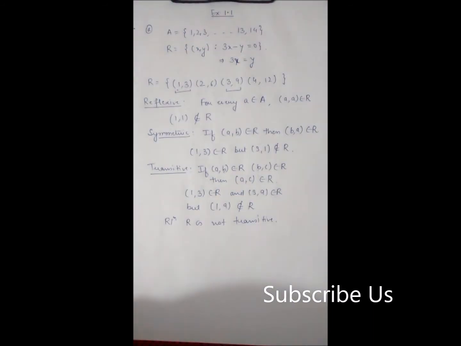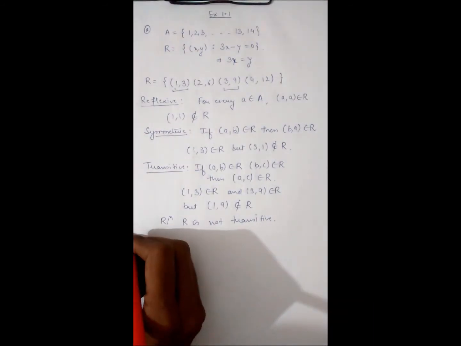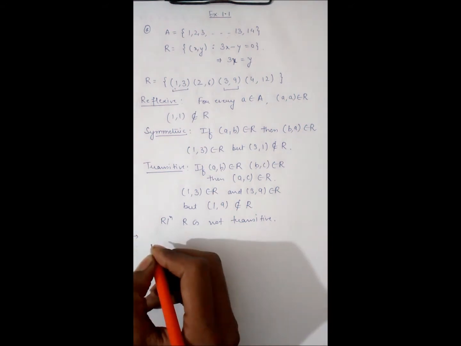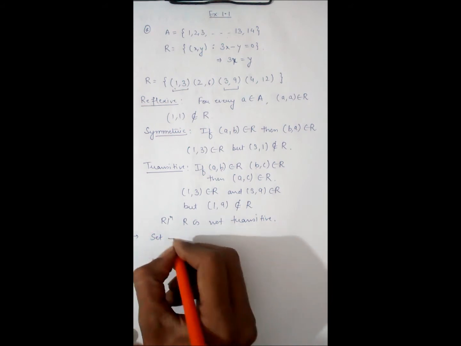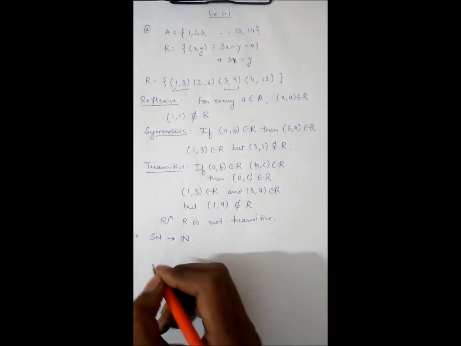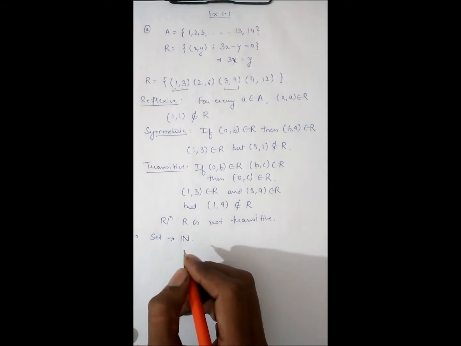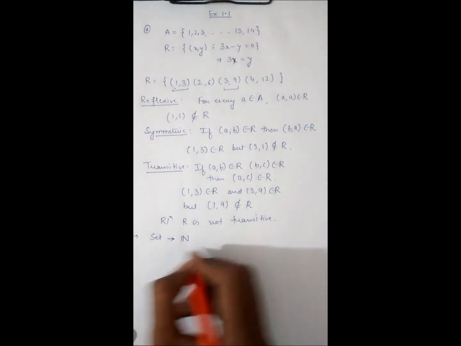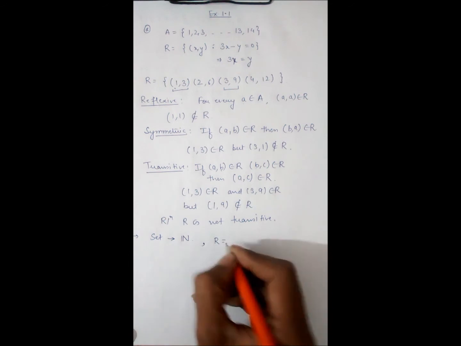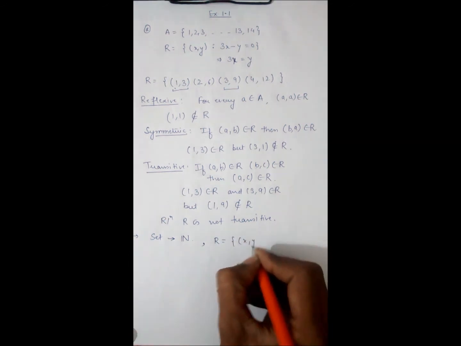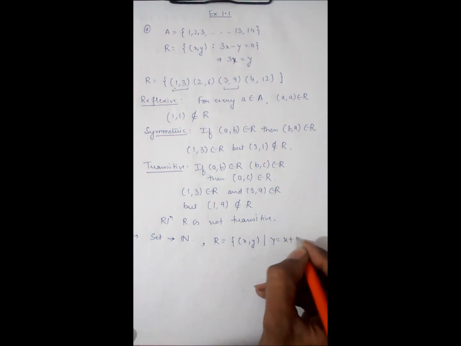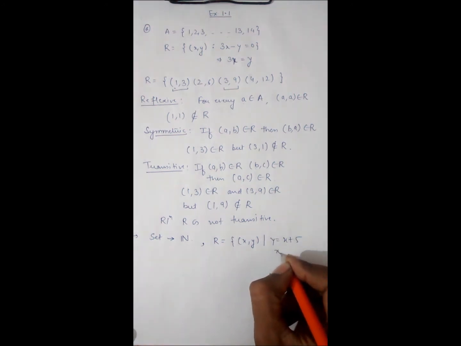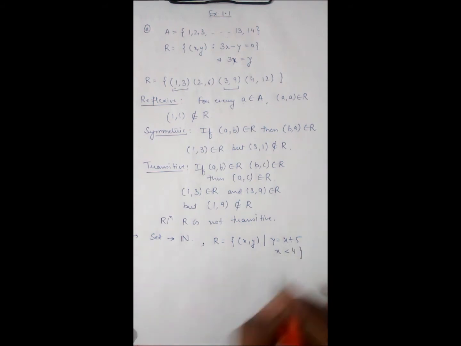Okay. Now part B of this question. What does it say? Now the set in which I have to work is the set of all natural numbers, that is 1, 2, 3, and so on, and the relation R is being defined as the pair (x, y) such that y equals x plus 5, where x is less than 4. See, x is strictly less than 4. This is set builder form.